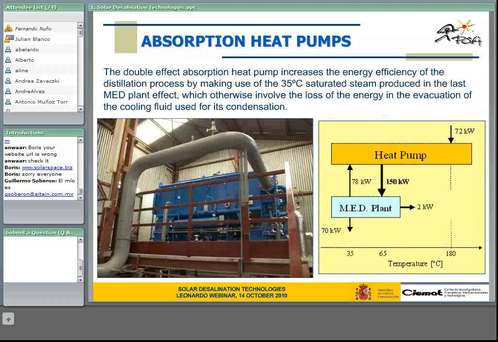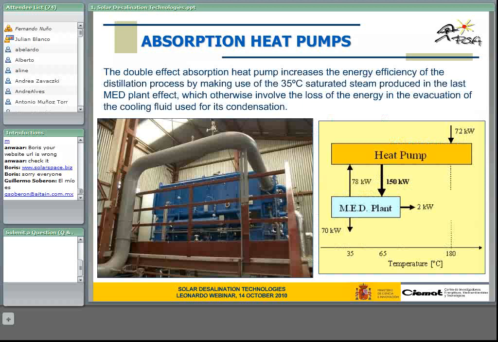Basically, regarding the performance of this pump, we supply about 72 kilowatts, about 180 with the gas. We are able to recover 78 kilowatts at 35 Celsius from the MED plant, from the last effect, and then supply the 150 kilowatts that the MED plant needs. So this means that the net input is the 72 kilowatts from the gas system.